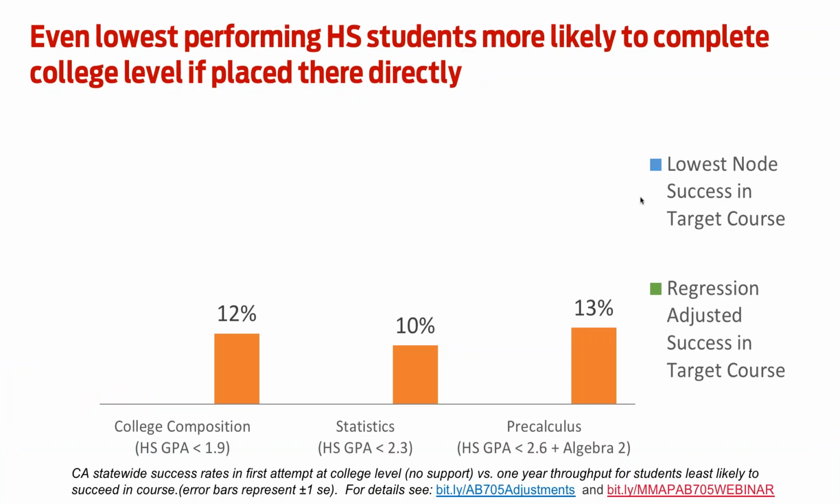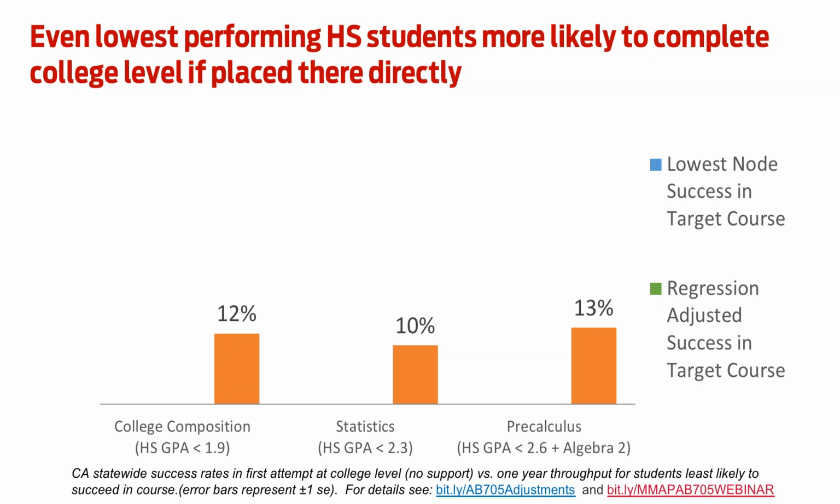Oh shoot, I'm not showing the yellow bar. The yellow bar is what happens to students if they just start directly in that course, right? So you can see 12% of students in college composition, if they're placed there, who had a high school GPA of less than 1.9, only 12% of them will successfully complete a college level course if they're placed there directly. No, I'm sorry, I've got that backwards because I can't see it. That's actually the throughput rate from one level below. So excuse me, let me restart.